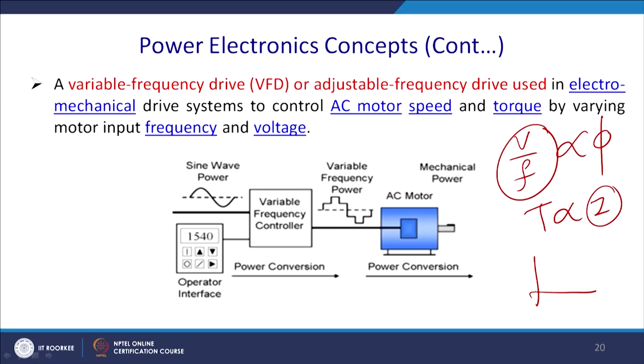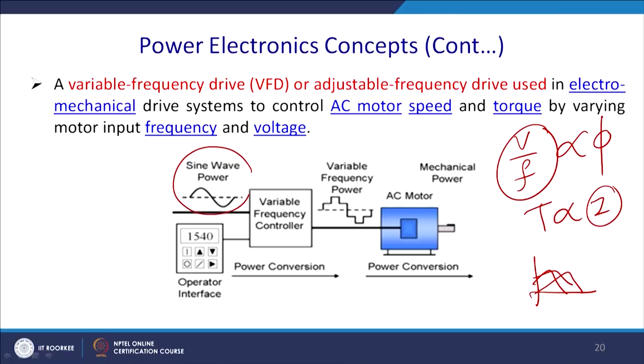So, you can keep this ratio constant and vary the frequency. So, for the induction machine you can get various rated speeds at different frequencies. In that way you can change the speed.